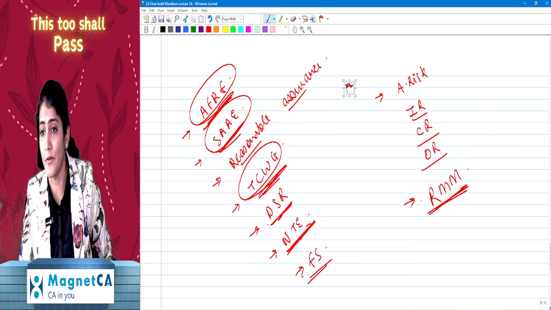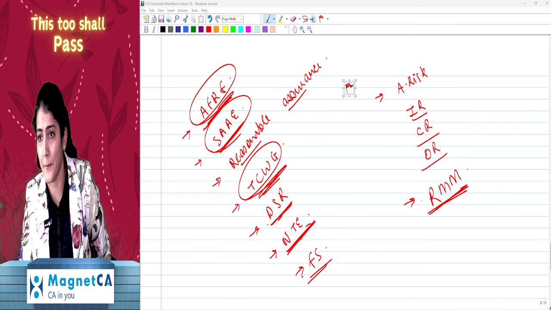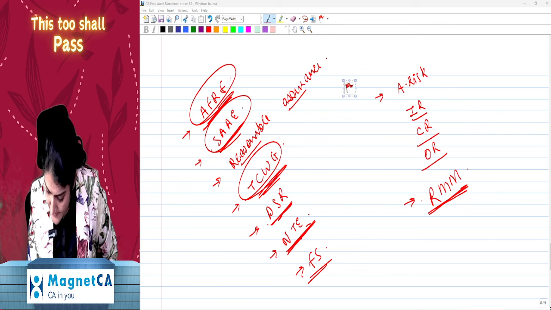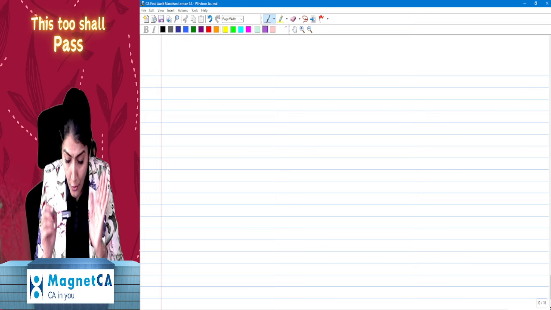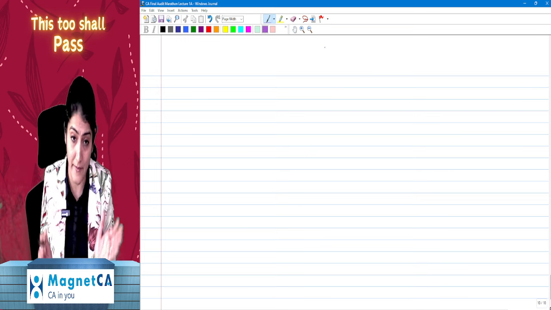Now what we will be doing right away is having a discussion of this terminology and then proceeding further with our discussion. So now let's come to the first one. If you look into the standards, I want all of you to make this particular page.